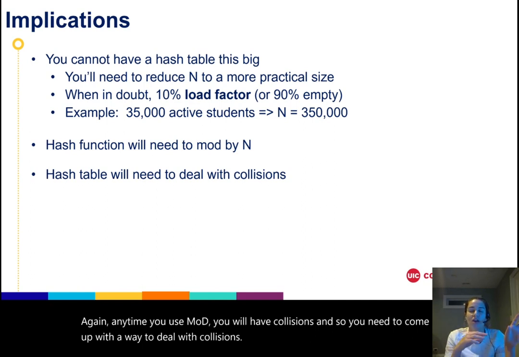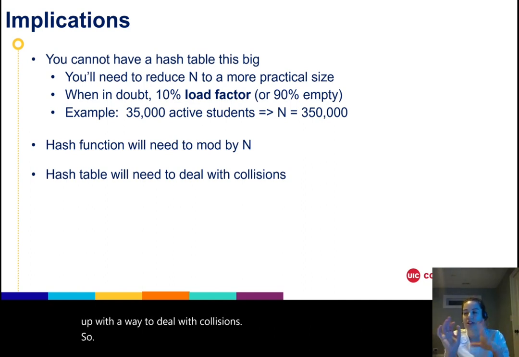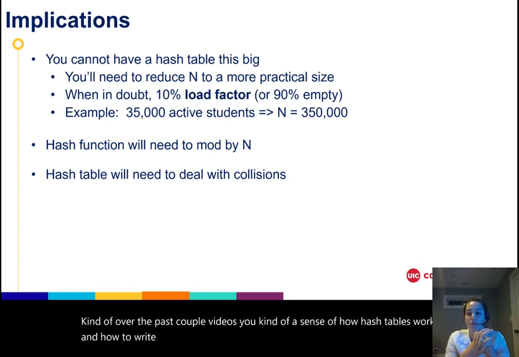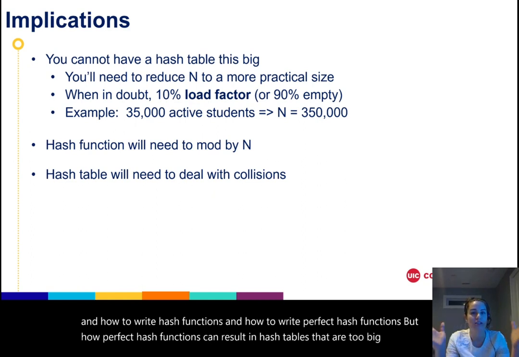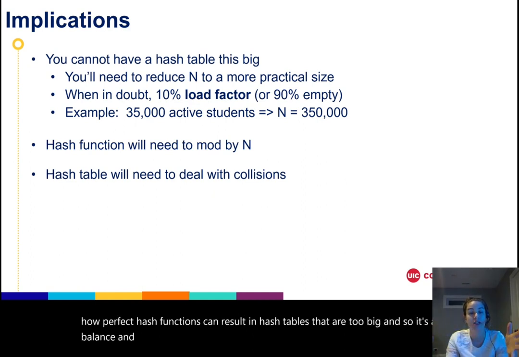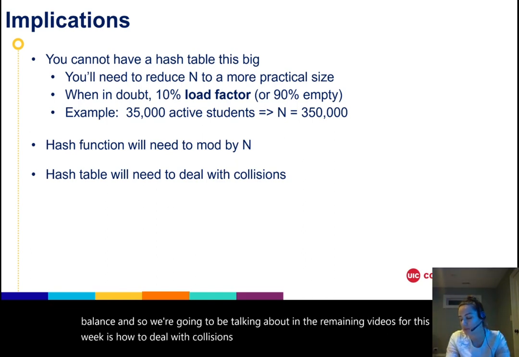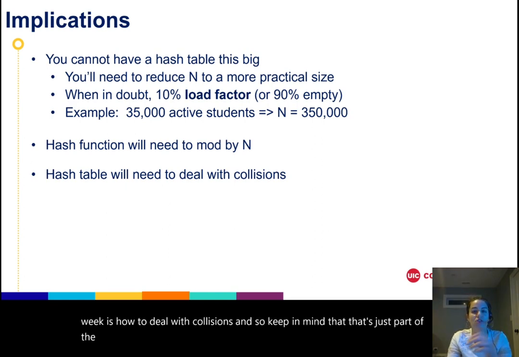So over the past couple of videos, you have a sense of how hash tables work, how to write hash functions, and how to write perfect hash functions, but how perfect hash functions can result in hash tables that are too big, and so it's a balance. And so what we're going to be talking about in the remaining videos for this week is how to deal with collisions. And so keep in mind that that's just part of the design of hash tables, is to handle collisions, but you just want to minimize them.